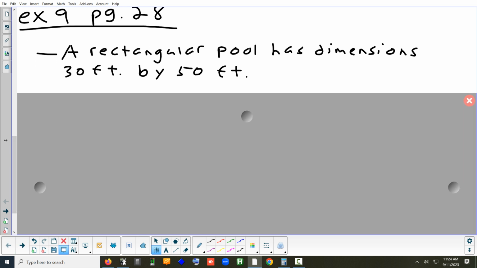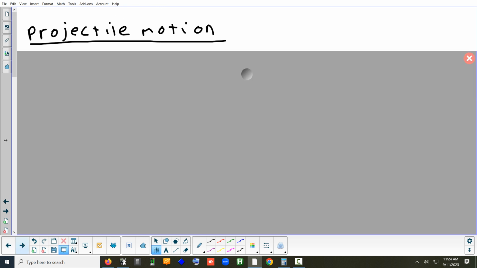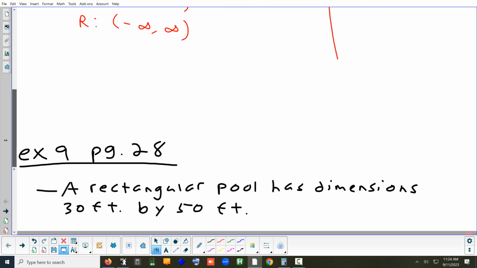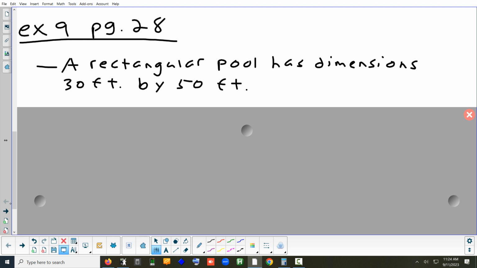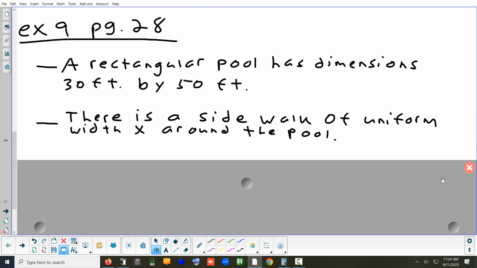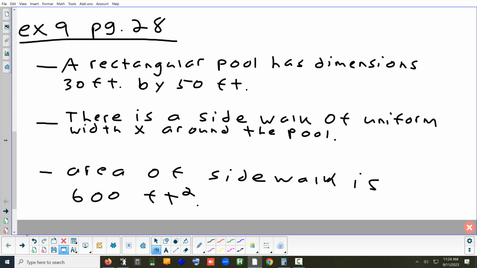All right, let's try this one. This is a word problem, and it says that we have a swimming pool with dimensions 30 by 50, and there's a sidewalk around the pool that's the same width all the way around. We don't know the width of the sidewalk. That's what we're going to find. But we're going to call the width x. We know that the area of the sidewalk is 600 square feet.